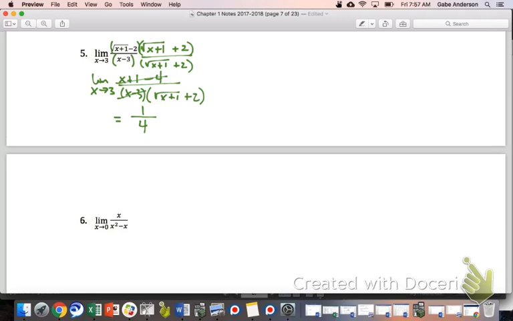And maybe you recognize this is actually the definition of the derivative. I'm getting ahead of myself a little bit, but the definition of the derivative of a square root function, evaluated at 3. So something to think about.